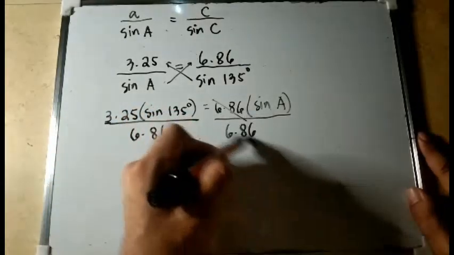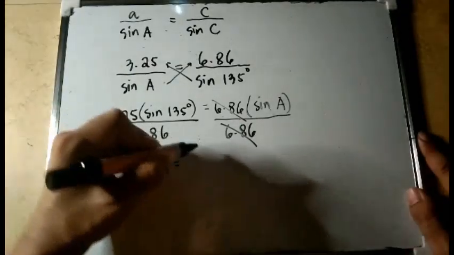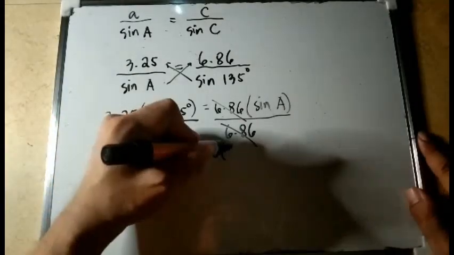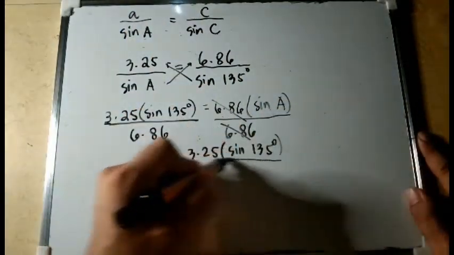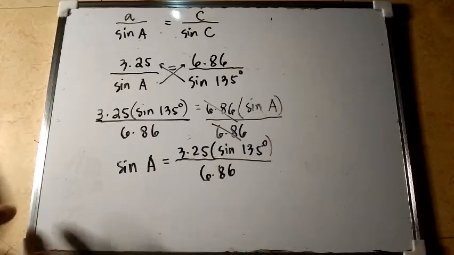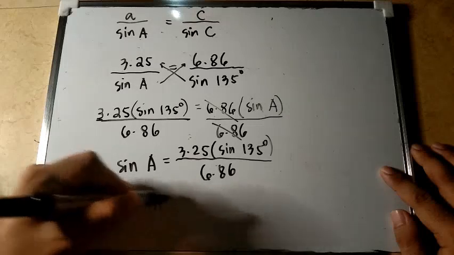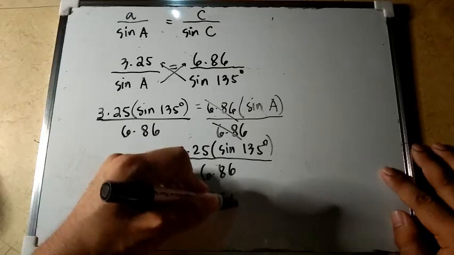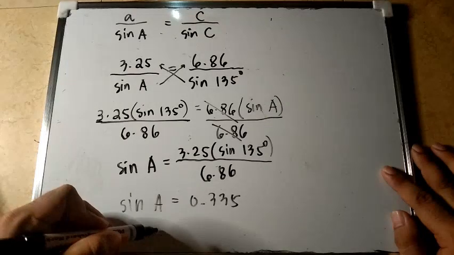Okay, so cancel na yan. So we have sine A. Sine A is equal to 3.25 sine 135 degrees over 6.86. Okay, so yung sine A natin dito is we have 0.335. Okay. And then, para makuha yung angle A natin, so kunin natin yung inverse sine.